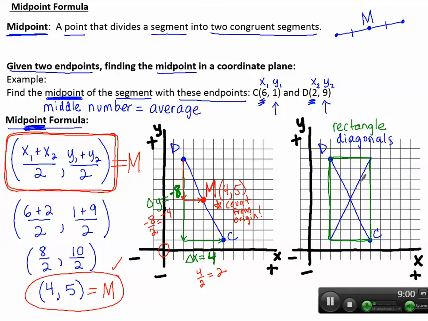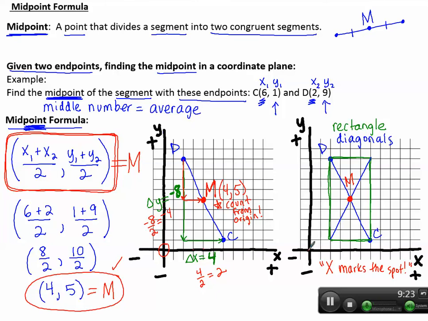Notice that my diagonals made an X. Well, guess what? X marks the spot. There's my midpoint right there. So think to yourself, if you draw the two triangles, you have a rectangle. Draw the diagonals, and then X marks the spot.